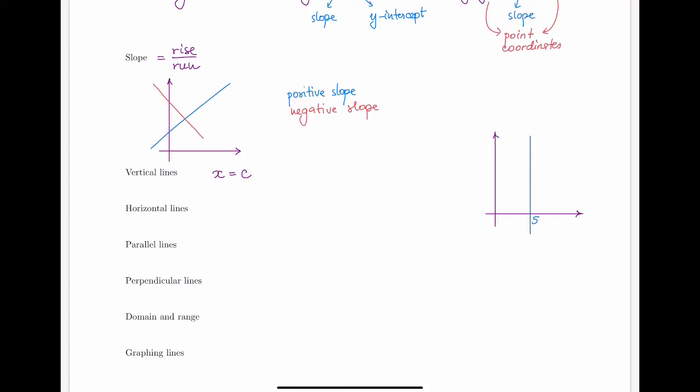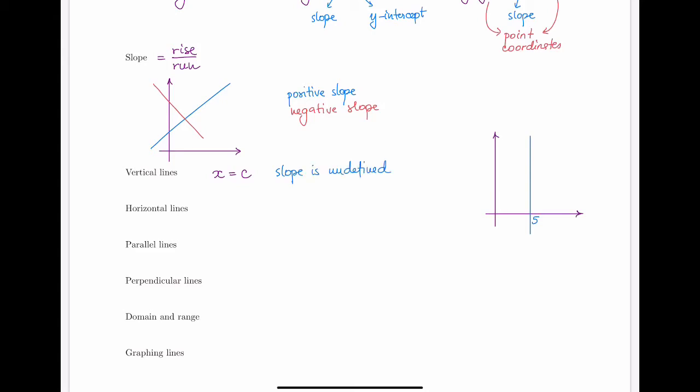Thinking about the slope of this line, if I take rise over run between any 2 points, my rise will be some number because I have risen some amount, but the run will be 0. I cannot divide by 0, which means that for vertical lines, the slope is undefined.